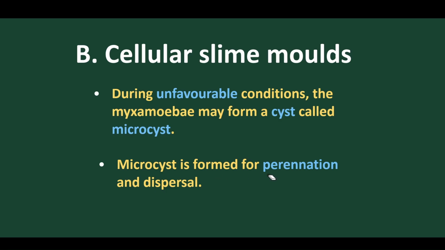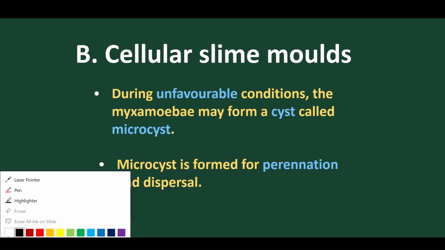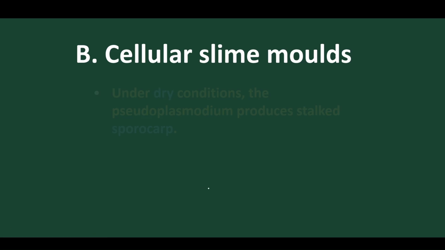Now let's discuss why microcysts are formed. Microcysts are formed for perennation, meaning they will withstand adverse conditions, and for dispersal. Let's move on. So we have discussed that this particular nature of cellular slime mold is the advanced nature.